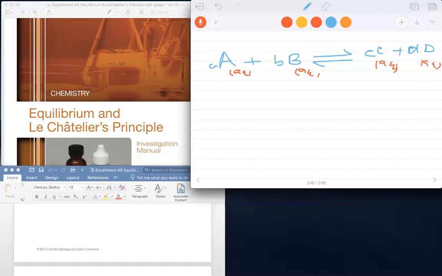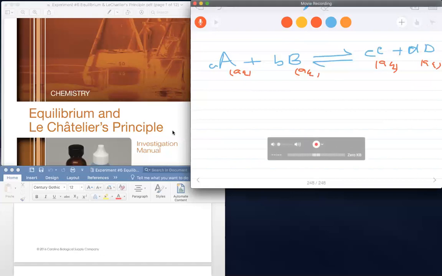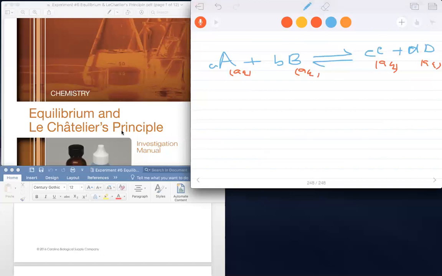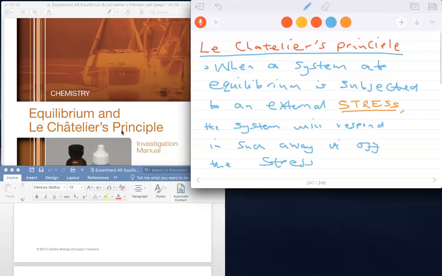With respect to Le Chatelier's principle, Le Chatelier is a scientist who came up with a principle, and you should be able to state it. I've marked some of the pre-lab, and I saw that you're doing well. You know how to define Le Chatelier's principle.